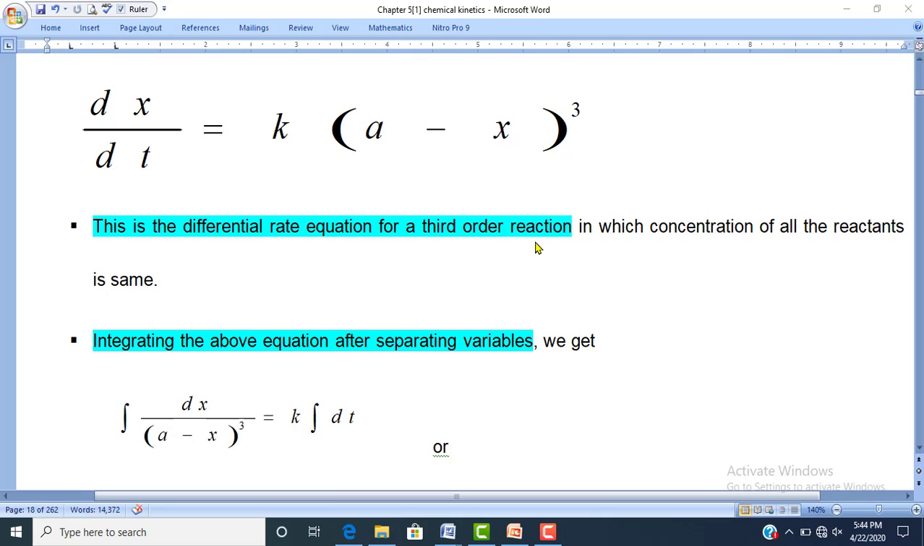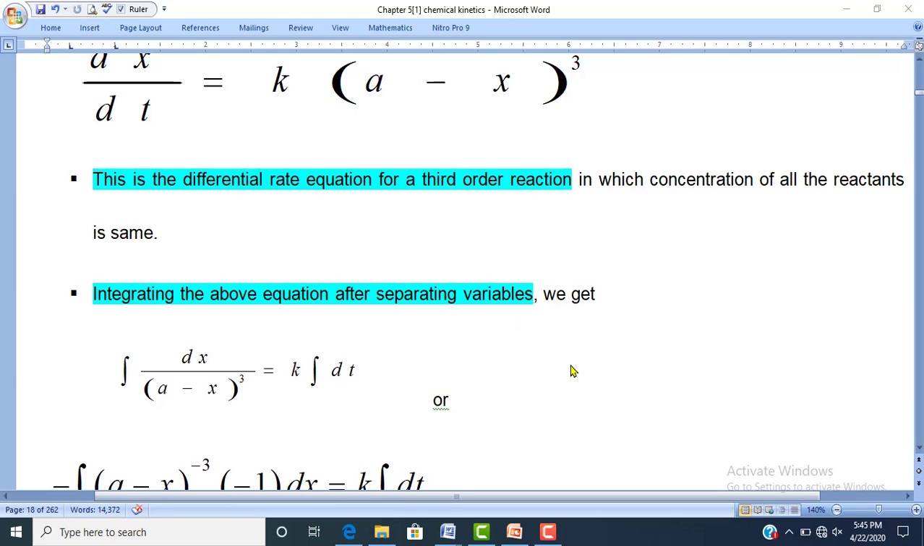So the procedure which we applied in the second order reaction, when the initial concentrations of the reactants were the same, we will also apply here. After separating variables, we will integrate this equation. So in this equation, where concentration is on both the left hand side and right hand side, we take the concentration x and a minus x to the left hand side and time to the right hand side. After separating the variables, because with the change in time, concentration x also changes.